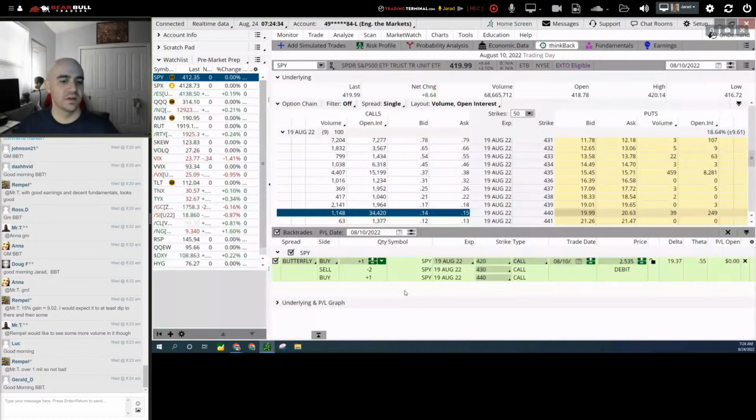I have a 420 long, two 430s sold, and then a 440 bought. That's a $10 wide butterfly with all of the premium and profitability centered at 430. Nothing wrong with this. It's just one of those spreads that takes a lot of accuracy to get full profitability. And really, this has to be held close to expiration to realize a lot of those potential profits. As the market goes into that level, you want time decay to actually facilitate the spread.